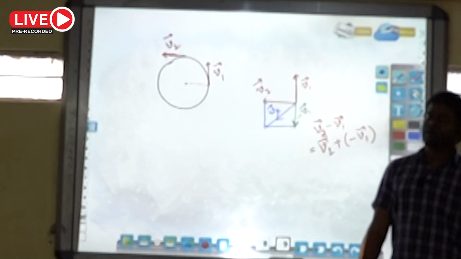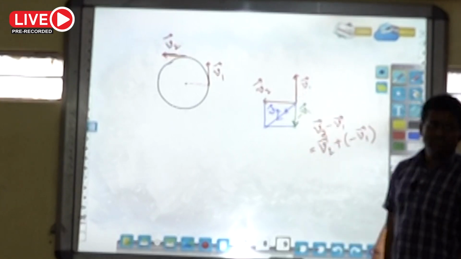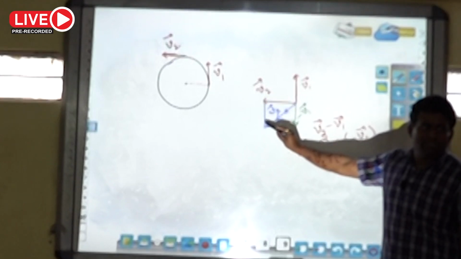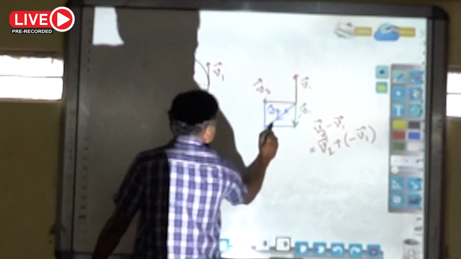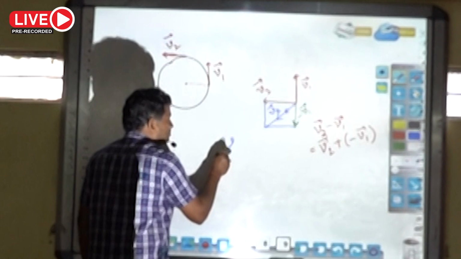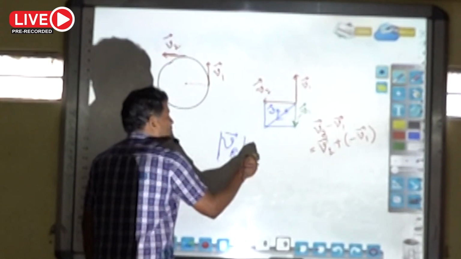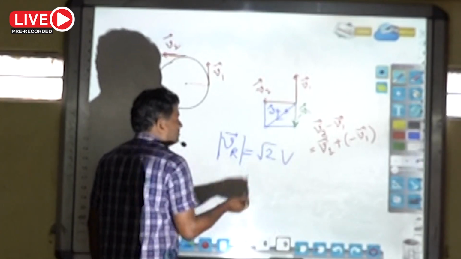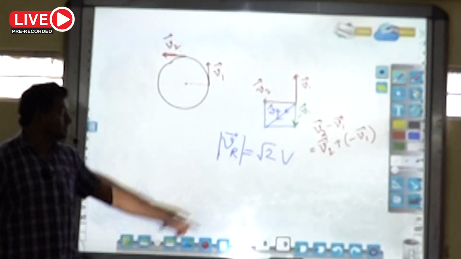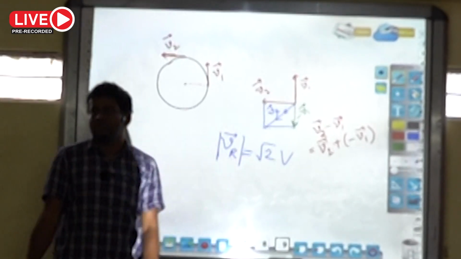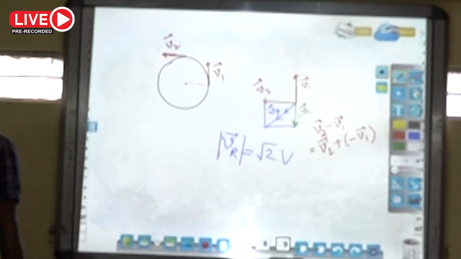Okay. Now we have to find its magnitude only. So what is magnitude? If this is v1, this has also v1 magnitude. So this is the hypotenuse of this triangle. So vR magnitude will be simply root 2 times v. From the Pythagoras theorem you can find. This is v, this is v. Magnitudes are same. So this hypotenuse will become root 2 v.